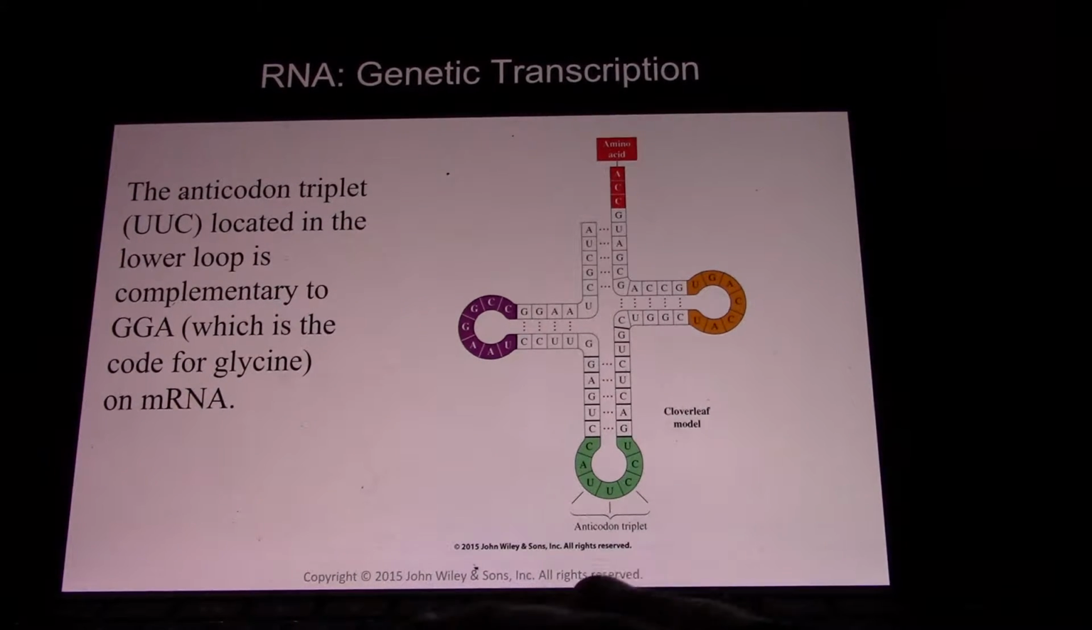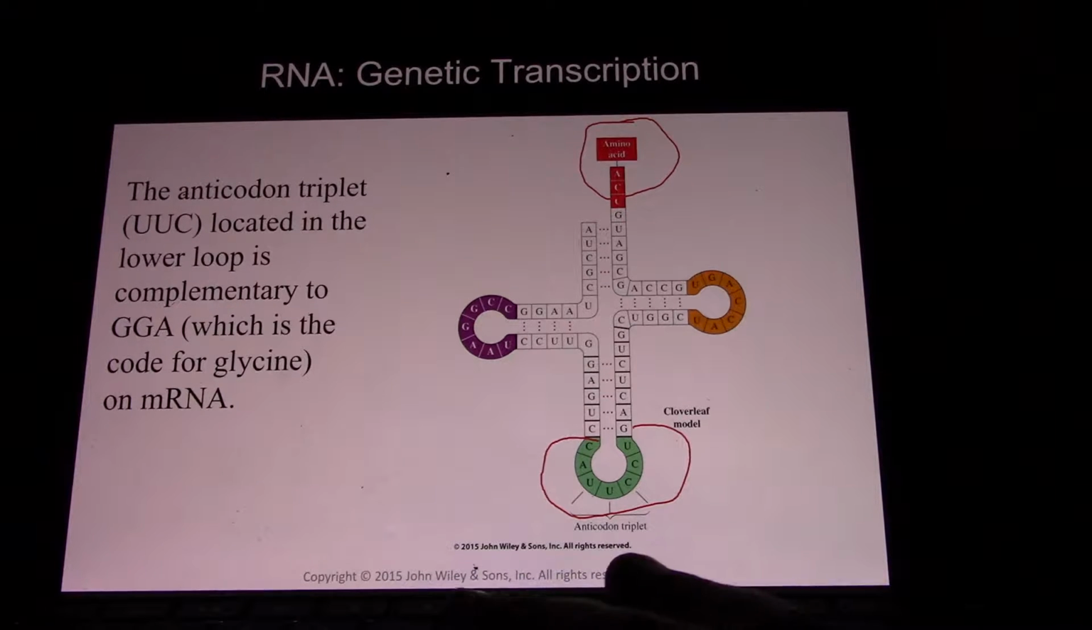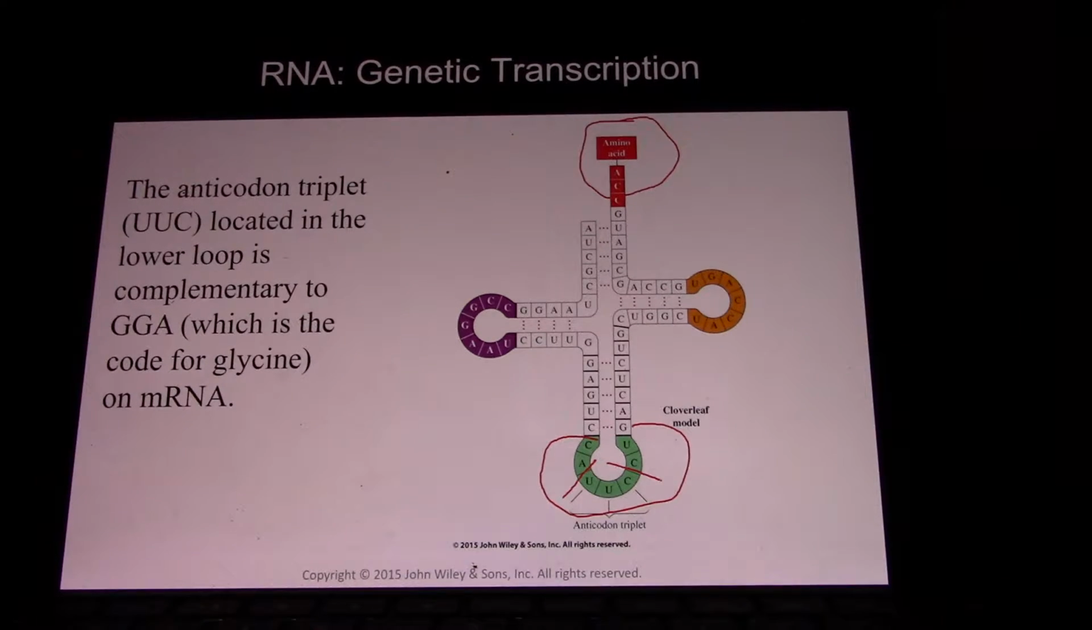So here we see the transfer RNA. There's 2 really important areas. The area, the CCA, where your amino acid is attached, and then your anticodon, which this triplet here will be.